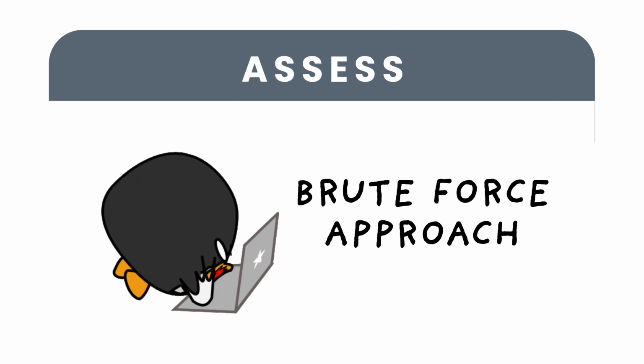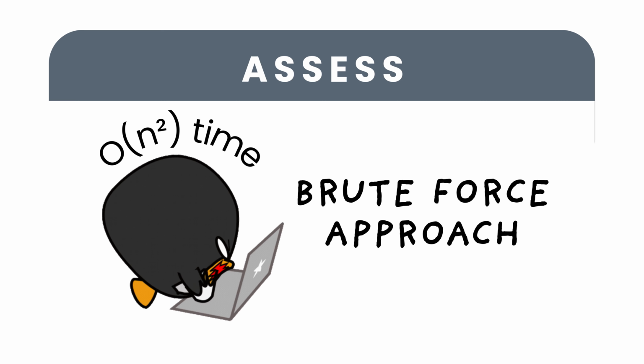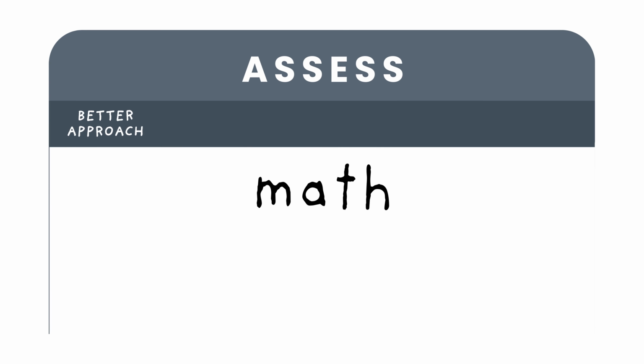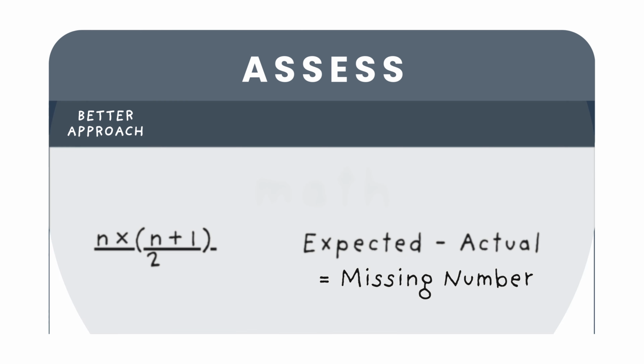A brute force approach might use a set or check each number, but that's extra space or O(n squared) time. Can we do better? Yes, two clever ways. Math approach: the sum of numbers from 0 to n is n times n plus 1, divided by 2. Now subtract the sum of the array, and you get the missing number.